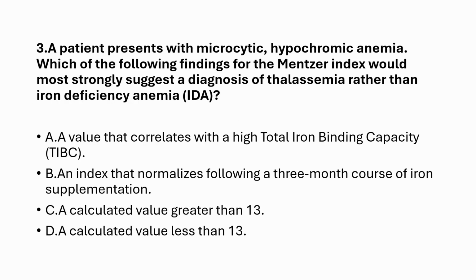Third question: a patient presents with microcytic hypochromic anemia. Which of the following findings for the Mentzer index would most strongly suggest a diagnosis of thalassemia rather than iron deficiency anemia? A value that correlates with high total iron binding capacity? No. B, an index that normalizes following a 3-month course of iron supplementation? No. A calculated value greater than 13? A value greater than 13 indicates iron deficiency anemia. So a value less than 13, so D is the option. A calculated value less than 13 strongly suggests thalassemia trait.